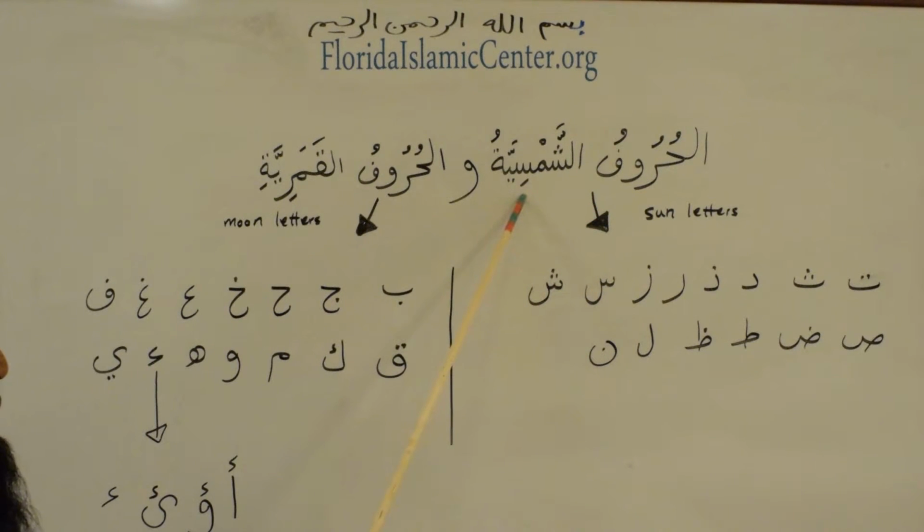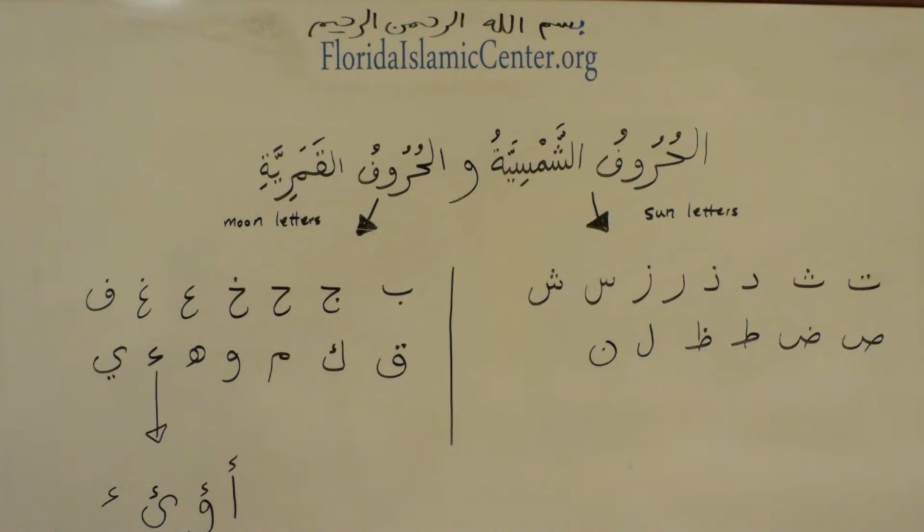الحروف الشمسية والقمرية. The sun letters and the moon letters. Huruf shamsiyya: shams means the sun, huruf means letters. Sun letters, al-huruf al-qamariya, moon letters. So we're going to learn the sun letters and the moon letters.